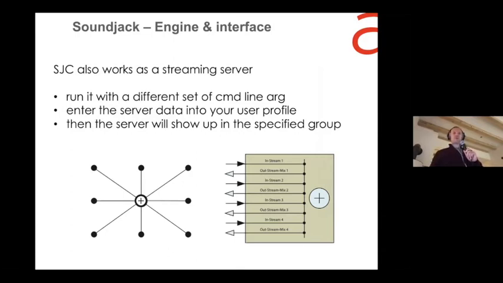Okay, the SJC, this is what I call the core engine. It also works as a streaming server. So there is one binary for two applications. And if you want to use the SJC as a streaming server, you just run it with a different set of command line arguments, enter the server data into your user profile, and then the server will show up in the specific group. And then everybody can connect to that kind of server where everything will get mixed, and the mix is being streamed back.